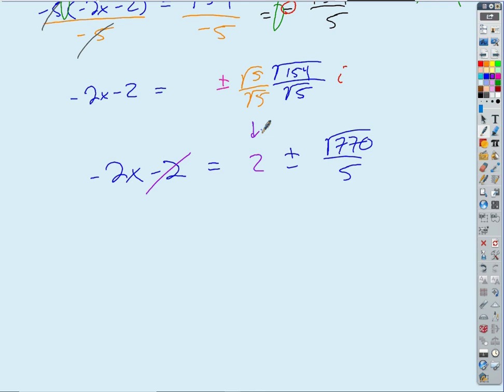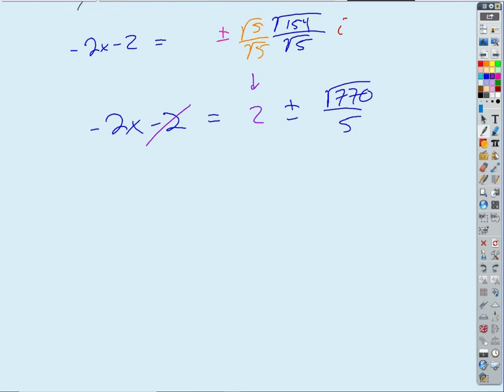Okay, divide by negative 2. All right. So dividing by negative 2, talk to me about that part. Okay. So if I'm dividing, let's do this last step separately. So I've got negative 2x divided by negative 2 equals 2 divided by negative 2, which is just going to be negative 1, right? Plus or minus. And then I've got a fraction divided by negative 2.